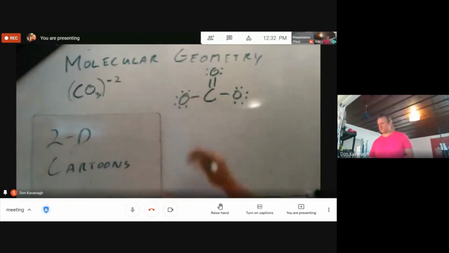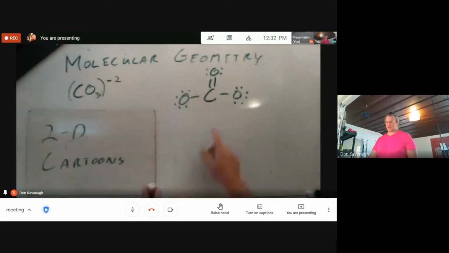Now, this is our good Lewis dot structure of the carbonate anion. Every atom has an octet of 8 electrons, and there are 24 electrons in this picture right here. But this doesn't capture the three-dimensional geometry of it exactly. Let's look at just the central atom carbon, because that really dictates the geometry of the molecule.